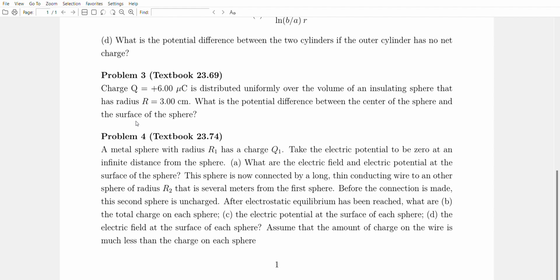C, the electric potential at the surface of each sphere. D, the electric field at the surface of each sphere. Assume that the amount of charge on the wire is much less than the charge on each sphere. Okay, let's get started.